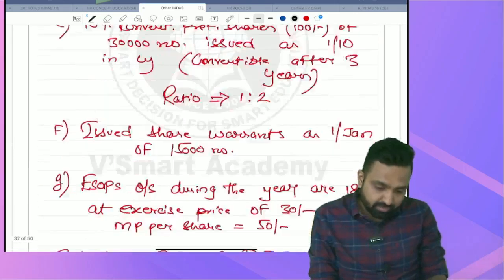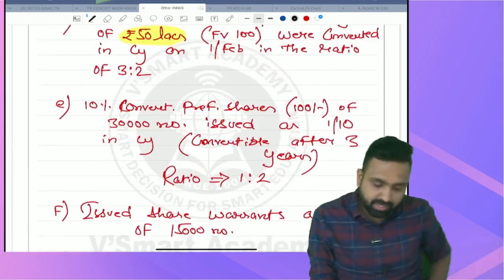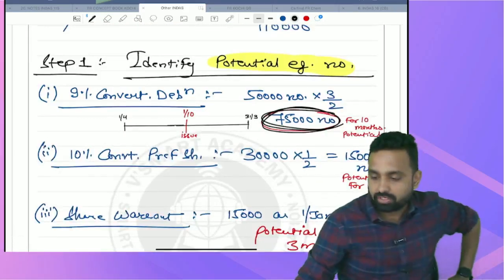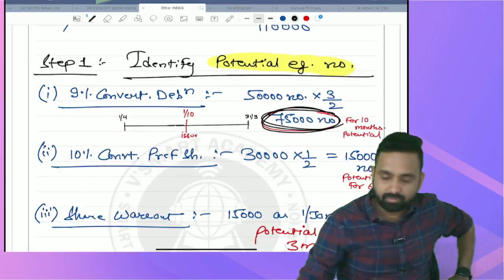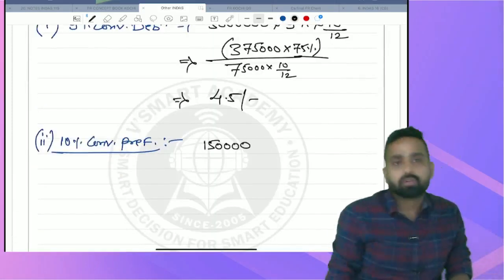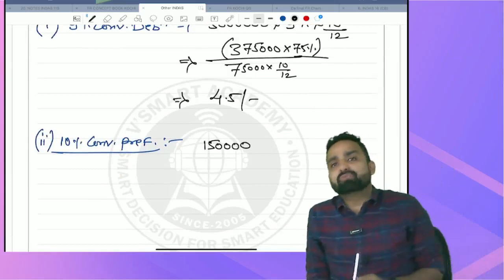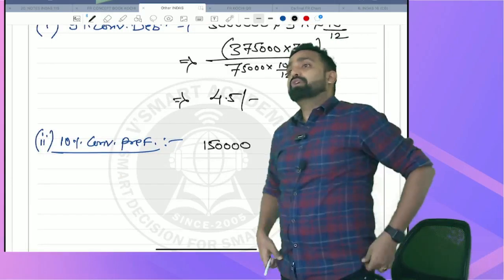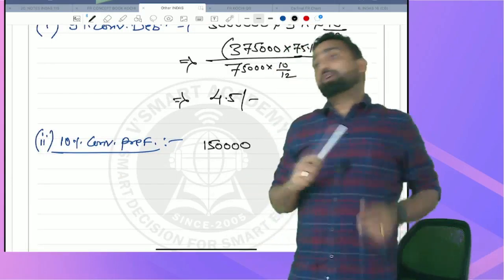Any face value they have? 100 rupees. Yes. 30,000 shares, 100 rupees. 30 lakh into 10% into 6 by 12. 150. So we issued them on 1st October. From 1st October to 31st March, they are eligible for the dividend.